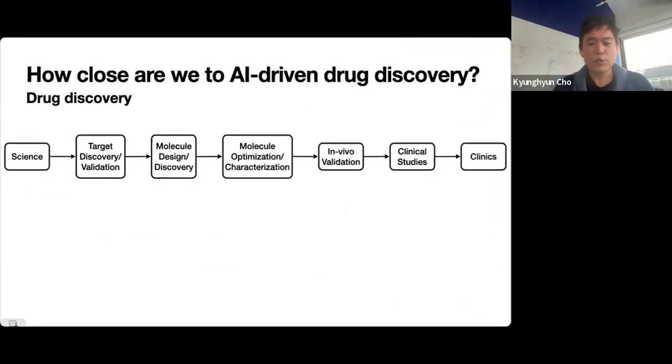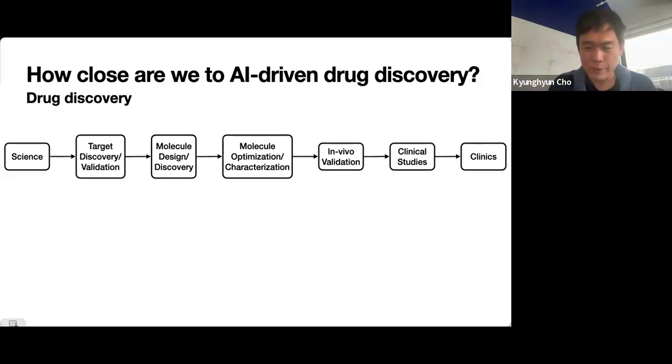What is drug discovery? Drug discovery is a multi-year, actually multi-decade effort that starts from the science that tells us about the diseases or the conditions. That is followed by the target discovery. So what are the biological targets that we need to design the drugs for? And then once we know the target, we need to now design the molecule. And then these molecules need to be optimized and characterized before we can test them in vivo. And only after the in vivo validation is over, we slowly test it on actual humans, that is the clinical studies. And only after that, these are going to be prescribed to the actual patients in the clinic.